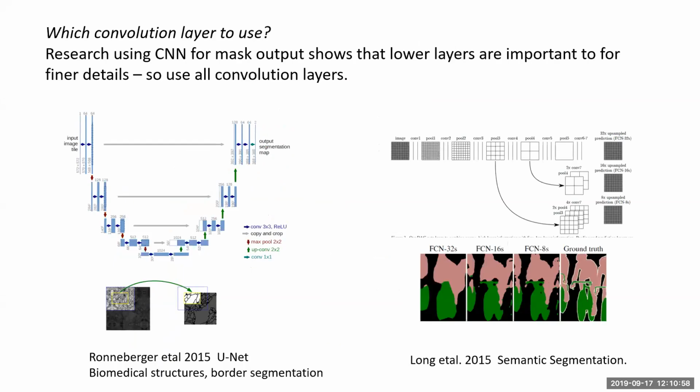And so the question is, which convolution layer should we use? Well, the research that looks at ways of using convolution networks for masking shows that it's very useful to have all the layers if you're trying to pick out fine detail. Given that we're not sure if we're looking for fine detail, or just for high level, abstract categories, we're going to look at all the layers.